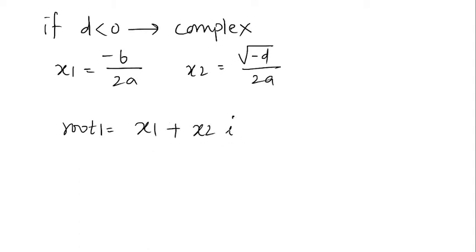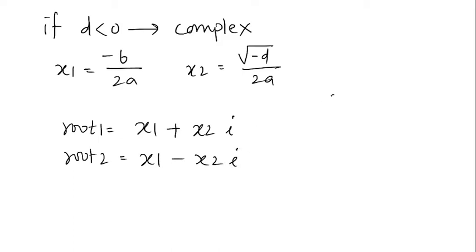That will be only printed. You cannot store root of minus 1 in your computer system, so we have to create that illusion that it's a complex number. Now imagine that x2 might be negative because of the value of a. a could be negative, so it could be a minus value here. But roots are complex conjugates, so the second one has to be x1 minus x2 i.